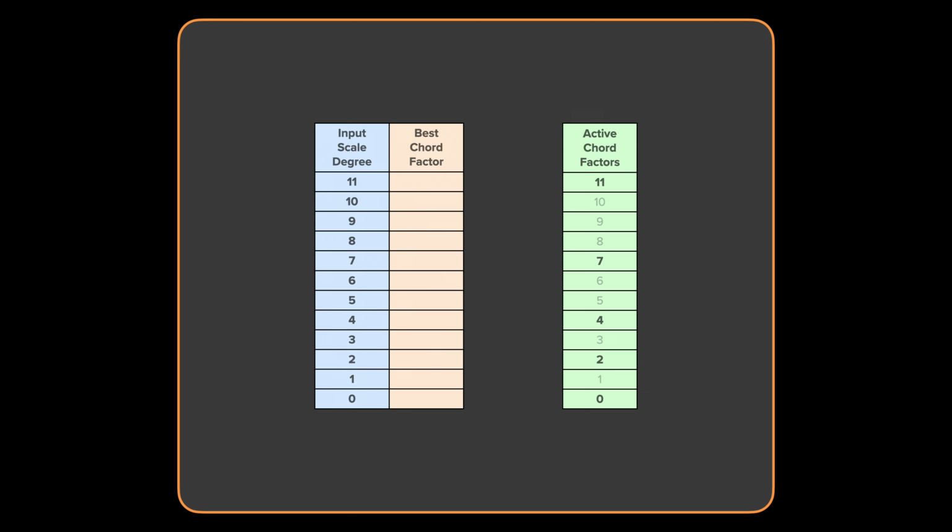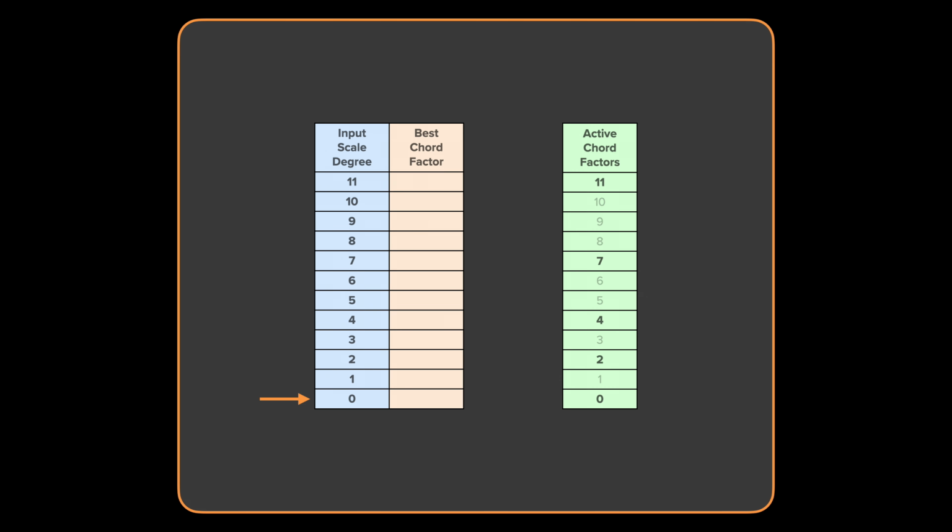We now know which chord factors are active in the harmony. Harmonize uses that information to build its harmonization plan. To do that, Harmonize considers each possible scale degree and applies 4 rules in priority order to identify the best chord factor to play. The first possible scale degree is 0, the tonic of the scale.